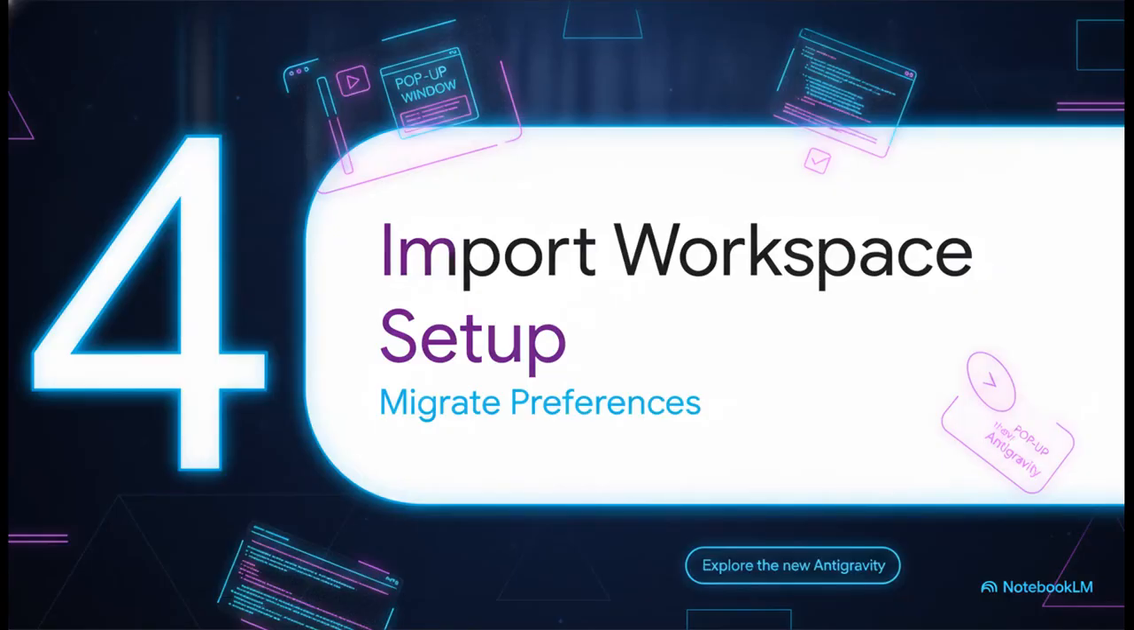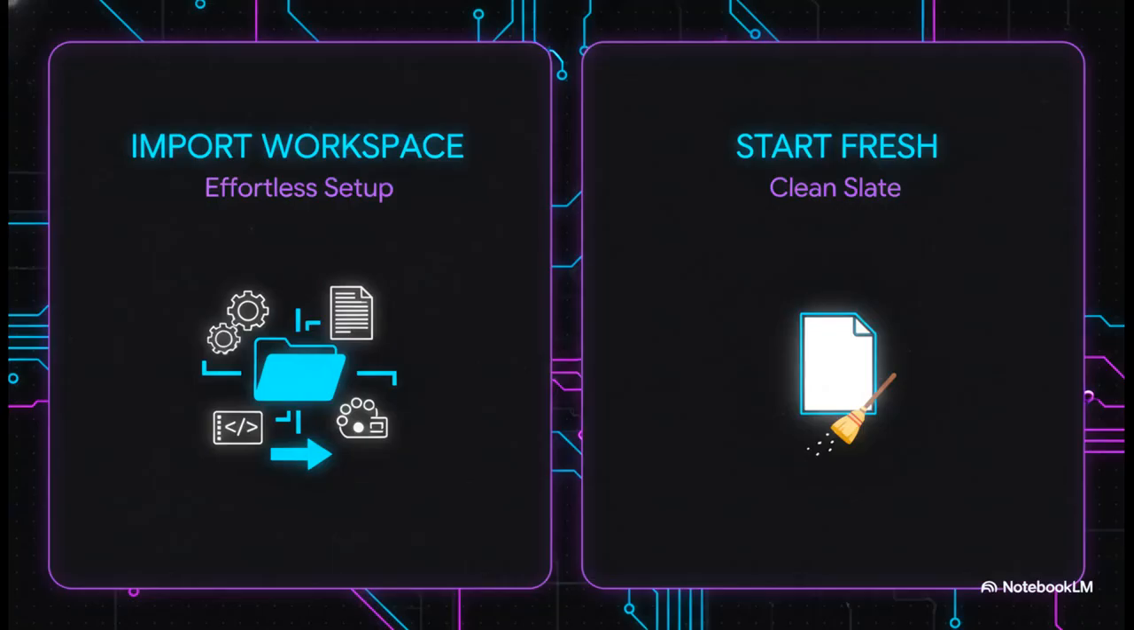Section 4, importing your workspace settings and migrating preferences. Once you actually launch the Agent Manager, you might see a pop-up window asking if you want to download the IDE. Since you literally just installed it, safely ignore this, uncheck the box, and click Explore the new Antigravity. Next, the software is going to ask if you want to import from VS Code or start fresh. I strongly recommend you click Import.